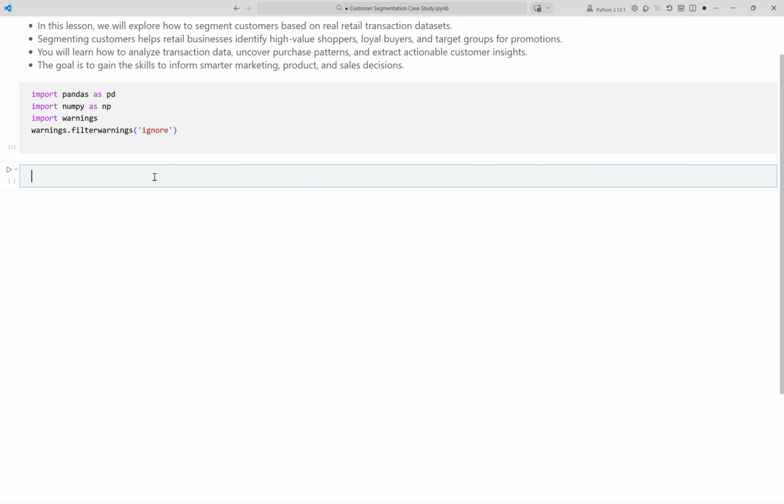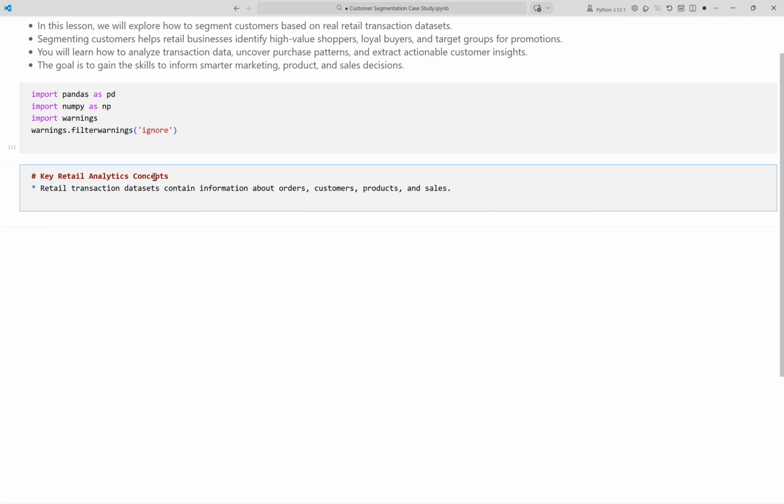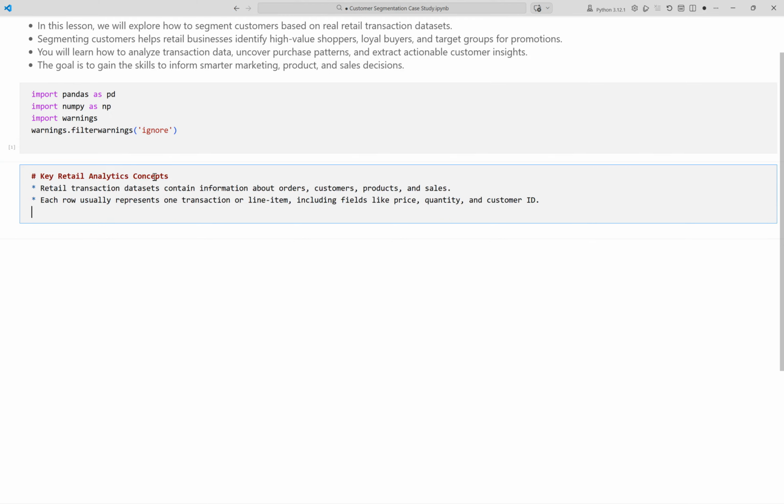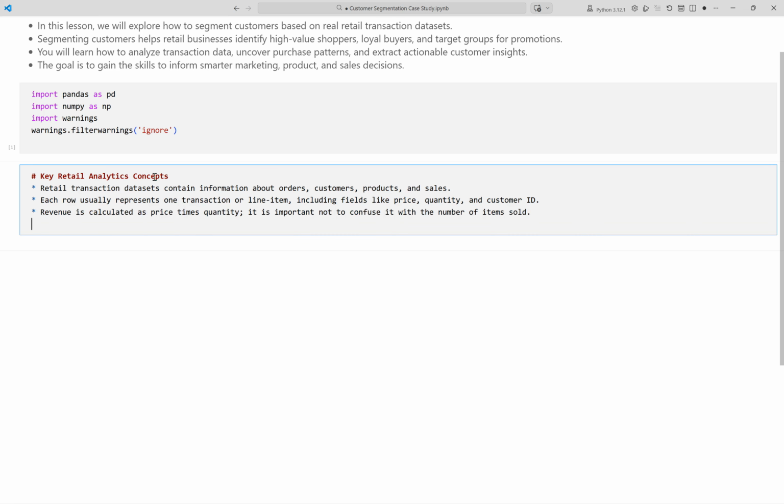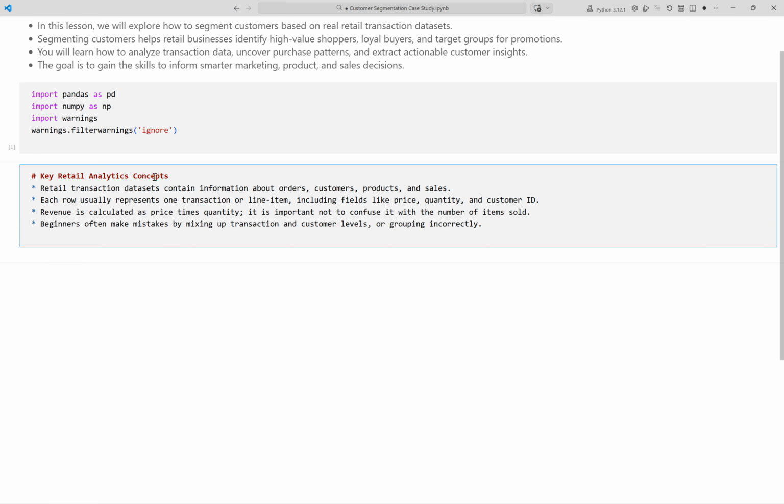Key retail analytics concepts. Retail transaction datasets contain information about orders, customers, products, and sales. Each row usually represents one transaction or line item, including fields like price, quantity, and customer ID. Revenue is calculated as price times quantity. It is important not to confuse it with the number of items sold. Beginners often make mistakes by mixing up transaction and customer levels, or grouping incorrectly. Running the cell now.